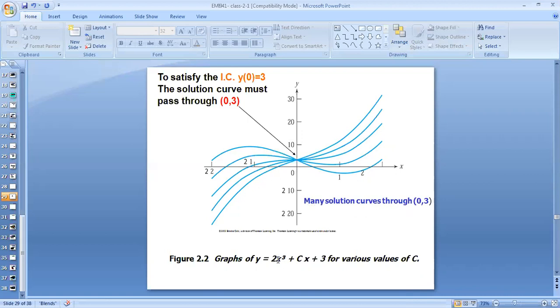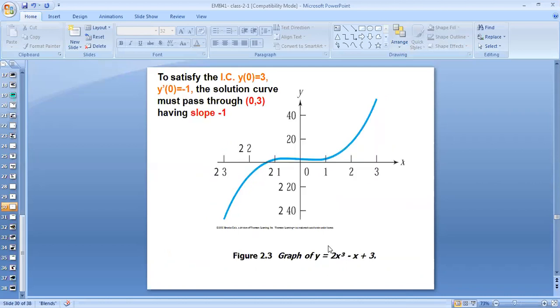Actually, this is a curve of this solution, y equals 2x cube plus cx plus 3, if k equals 3. Remember it. To satisfy the initial condition, if x equals 0, then y of 0 equals what? 3. And if y dash of 0 equals -1, then the solution curve will look like this. This is the graph of 2x cube minus x plus 3. You can implement this and try to draw the curve using different programs, C++, MATLAB or Python, any one you can draw.